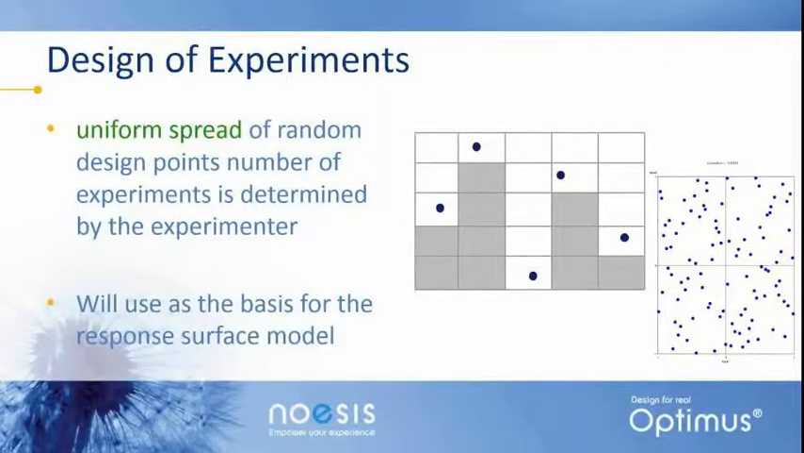For this case, we've determined to use the Latin hypercube design of experiments method. Inside of Optimus, the Latin hypercube is one of about 20 different DOE methods, including a full factorial method, a custom adjustable factorial method, and a Monte Carlo method.